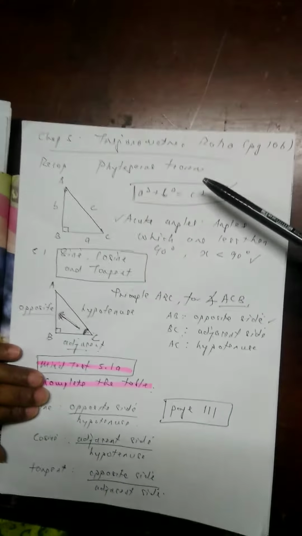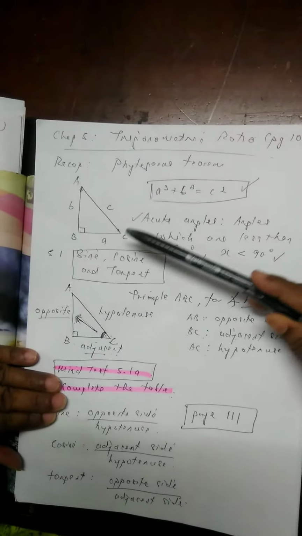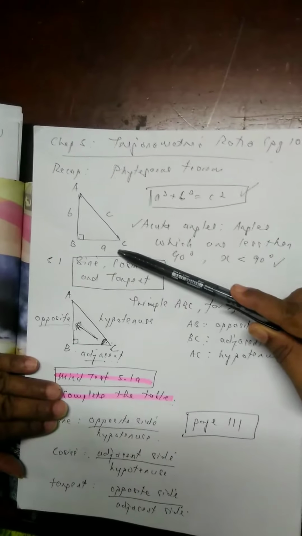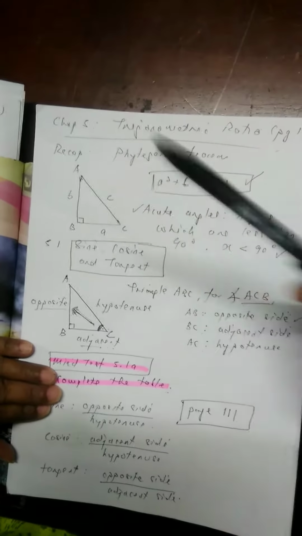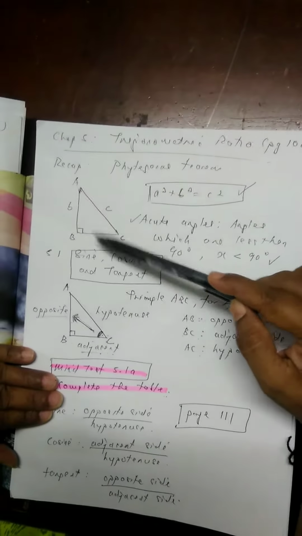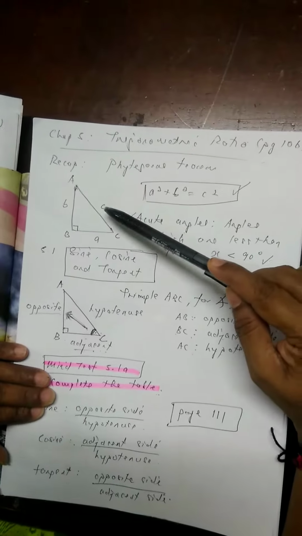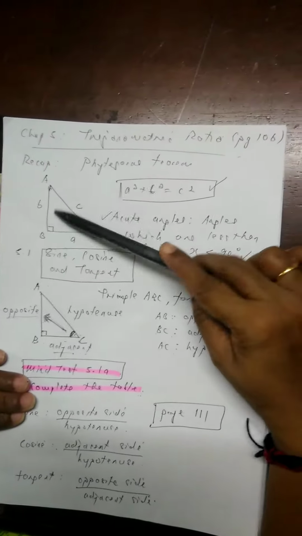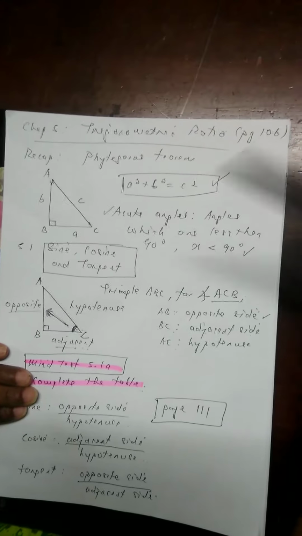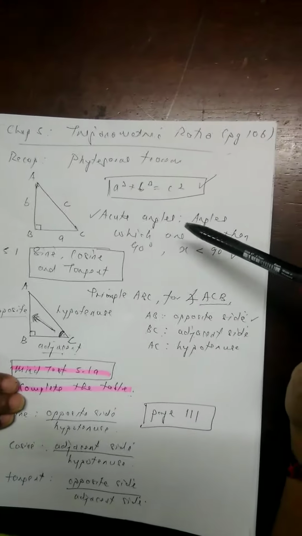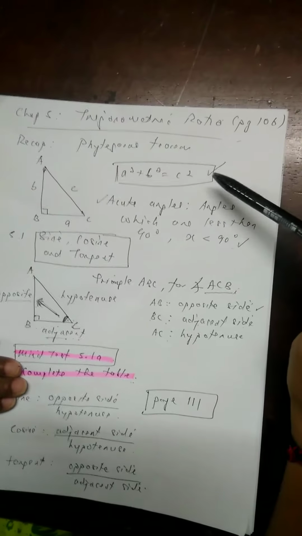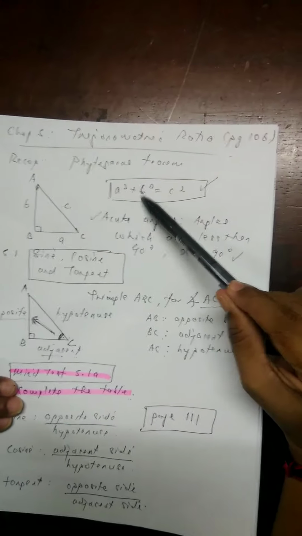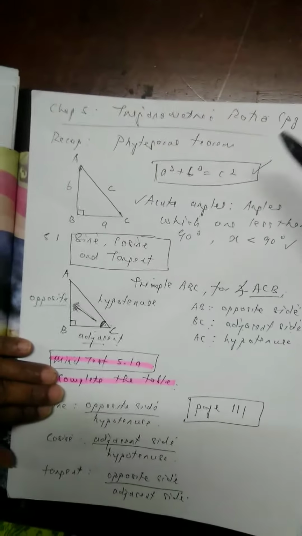You have done Pythagoras theorem. Pythagoras theorem involves a right angle triangle, for example ABC. You label the sides A, B, C. So C is known as your hypotenuse, the longer side of a triangle. Pythagoras theorem says a squared plus b squared equals c squared.